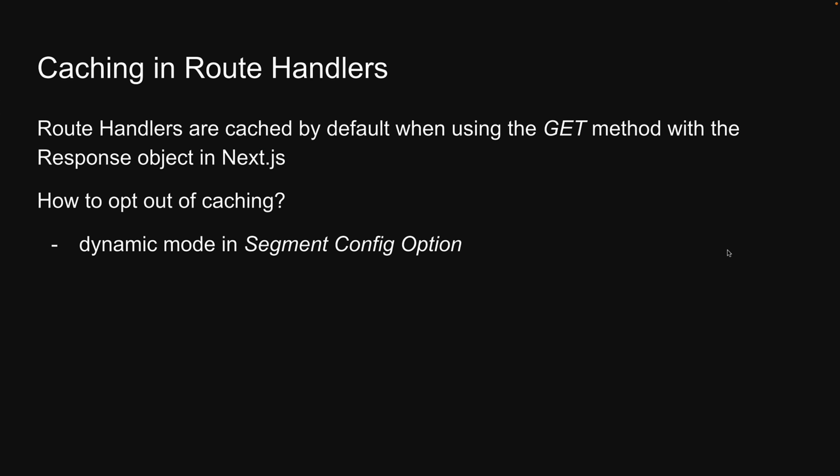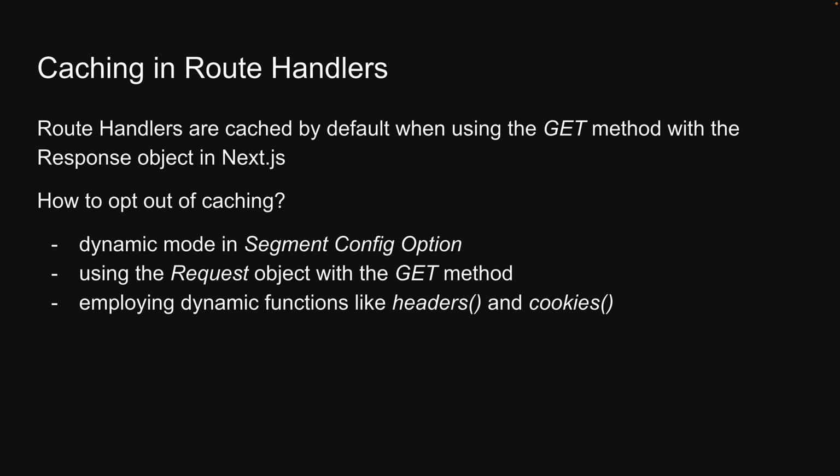Now, besides the segment config option, there are three other ways to opt out of caching for a route handler. These include using the Request object with the GET method, which is the parameter we have seen so far, employing dynamic functions like headers and cookies, which we previously learned about, and using any HTTP method other than GET. In all these four scenarios, the response is not cached. I hope caching behavior in route handlers now makes sense to you.